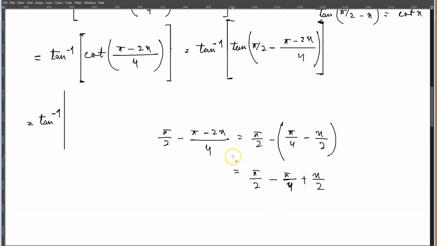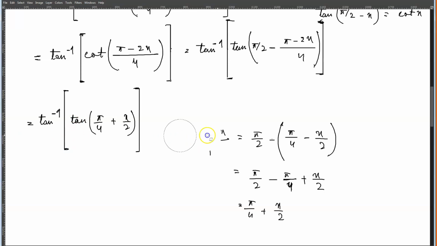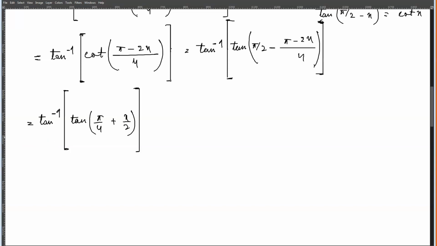Now pi by 2 minus pi by 4 gives you positive pi by 4, plus x divided by 2. So I can write this as the tan of pi by 4 plus x divided by 2. So we have tan inverse of tan of some angle, which is the angle itself. So pi divided by 4 plus x divided by 2. That is the simplest form that you can write this. This basically is the exercise.